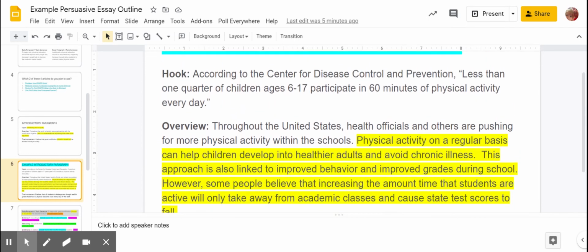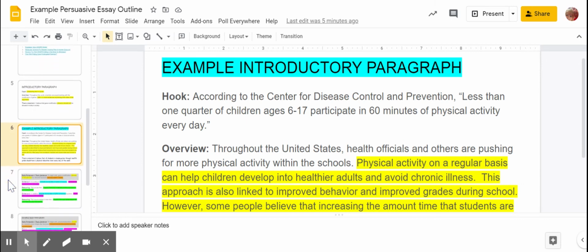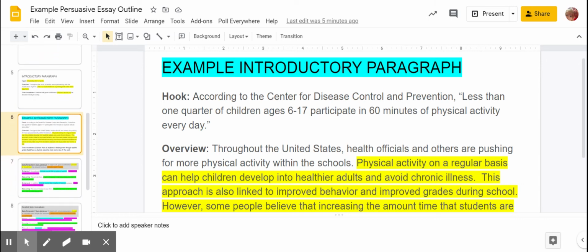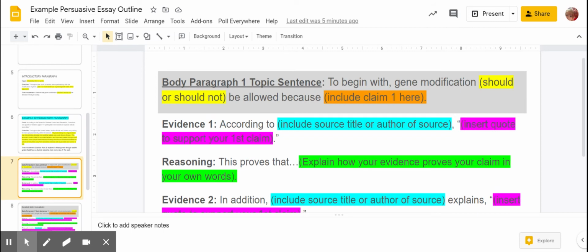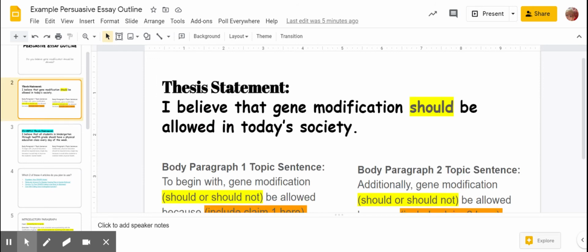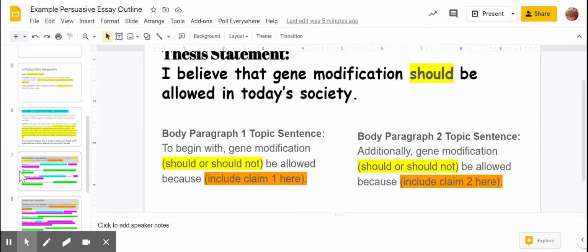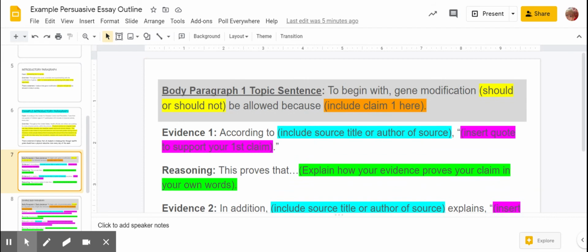Once you're done with that, my expectation for today is for you to do the introductory paragraph and one body paragraph. You have to do 2 total, but we're going to do 1 today. So let's look at what it looks like. First of all, you're going to put your body paragraph 1 topic sentence here. If you scroll back up to slide 2, you wrote the body paragraph 1 topic sentence there. It's already done. It has your first claim in it. You're going to copy and paste it down onto this slide right here at the top.